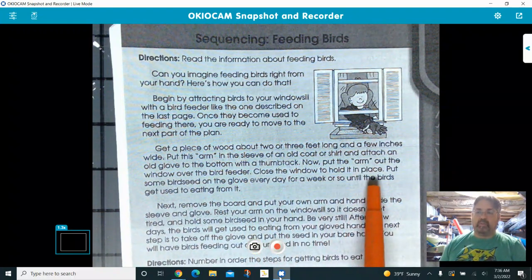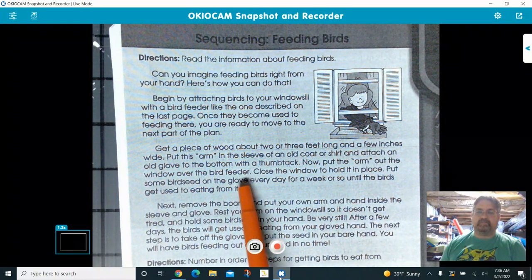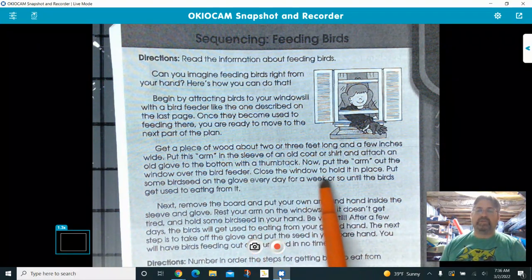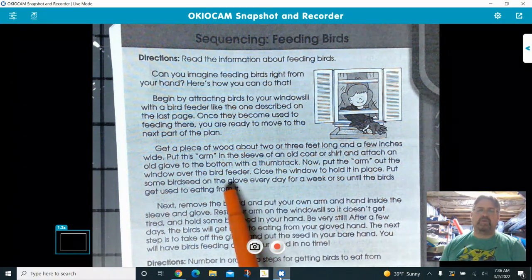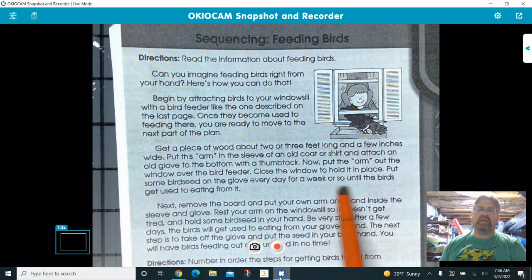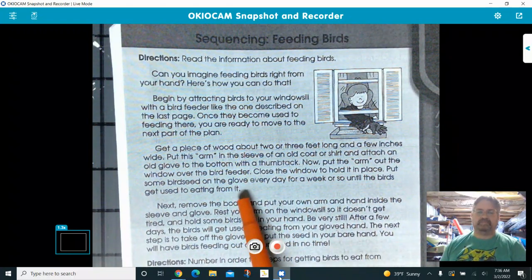Now put the arm out the window over the bird feeder. Close the window to hold it in place. Put some bird seed on the glove every day for a week or so until the birds get used to eating from it.